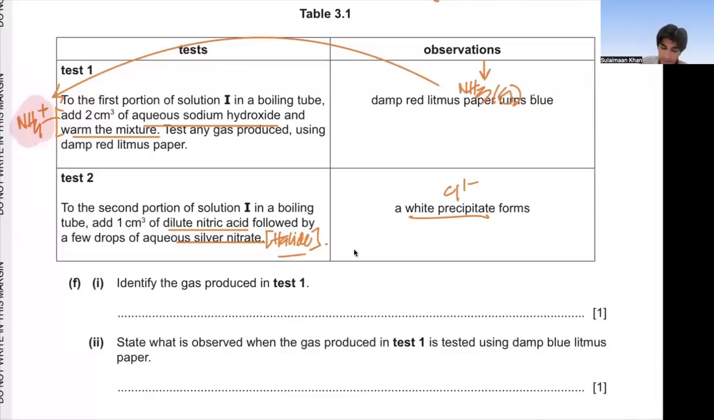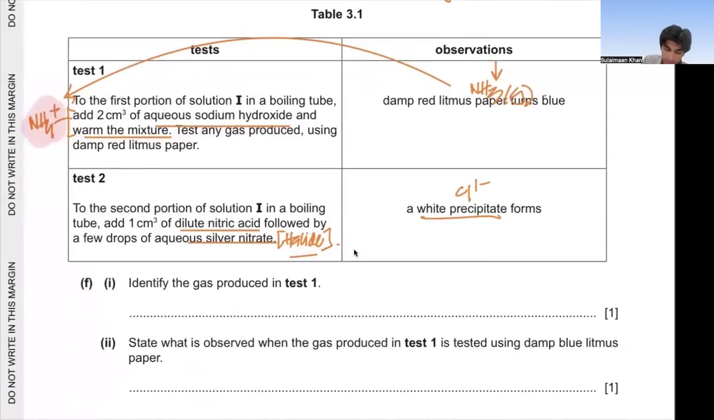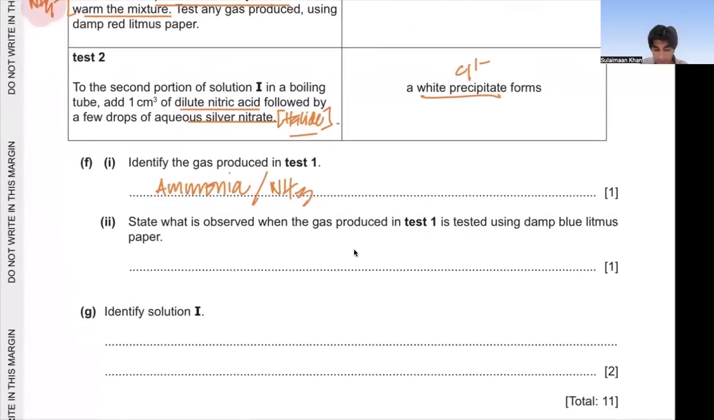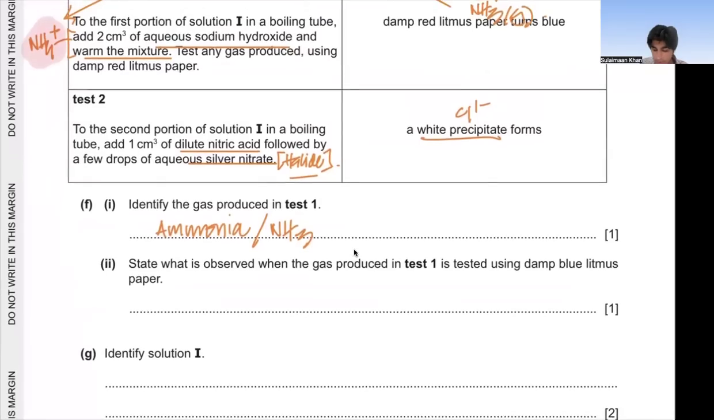Identify the gas produced in test 1. What gas is being produced in test 1? That's the ammonia gas. Please realize it's not ammonium, it's ammonia gas, right? Or if you don't know how to spell it, you could just write NH3. State what is observed when the gas produced in test 1 is tested using damp blue litmus paper. So what would happen if you use ammonia gas with a damp blue litmus paper? It remains blue, nothing happens.